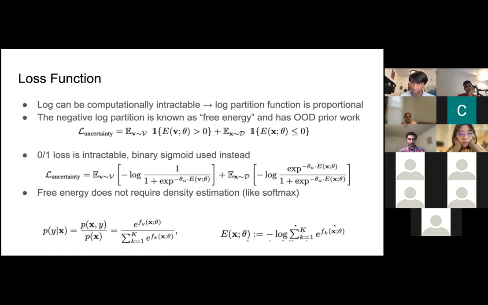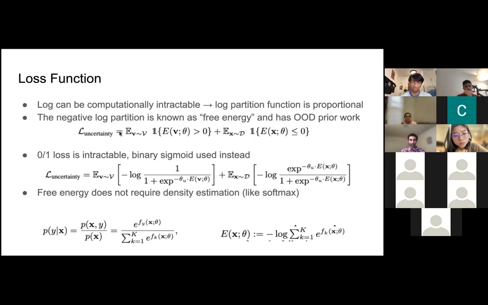So they use this log partition instead, and the negative log partition is free energy. It also has some prior work in the out of distribution literature. Now using this energy, they say that in distribution points should have negative energy and out of distribution points positive energy. So you see for the V points, when their energy is greater than 0, this indicator function will be 1. Meanwhile, for the regular X points, when their energy is less than or equal to 0, the indicator function will be 1.